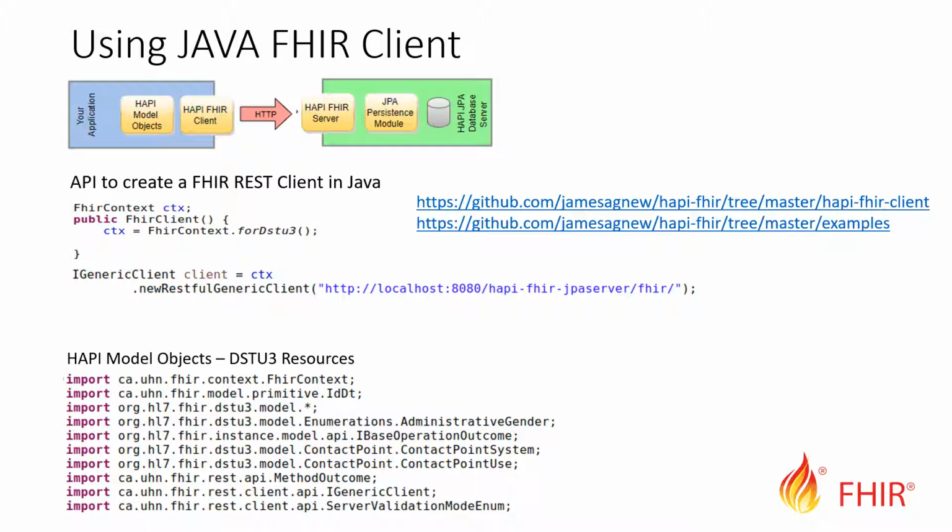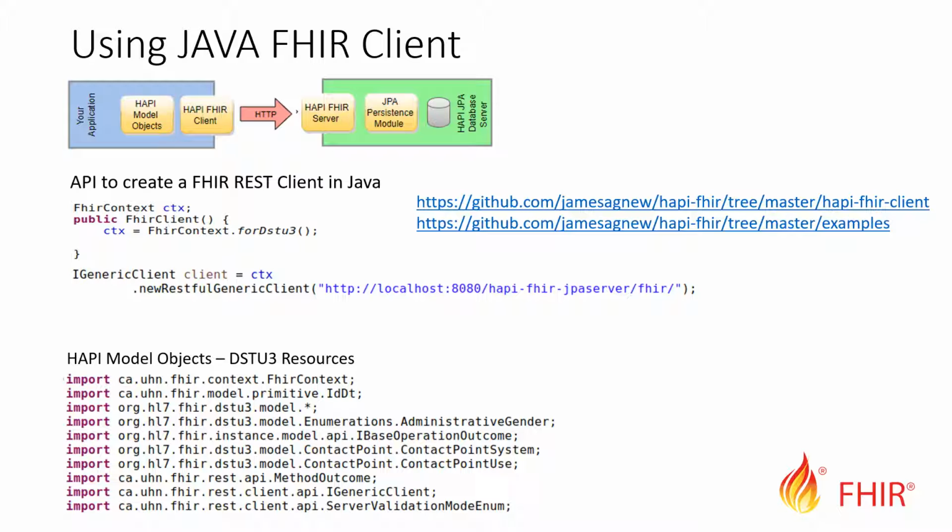The basic APIs we need to create a RESTful client interaction: first we need to establish the standard that we want to use, and in this case, we are going to use DSTU3. That will set the context, and from the context API, you create a RESTful client with the path of the FHIR server as an input. We are going to use a generic client interface based on that.